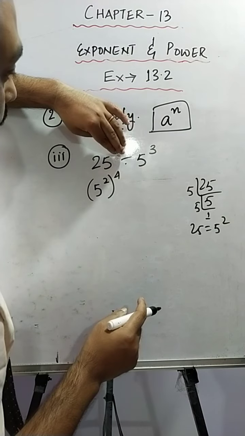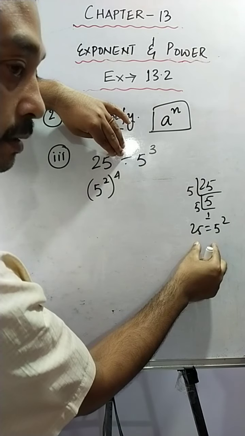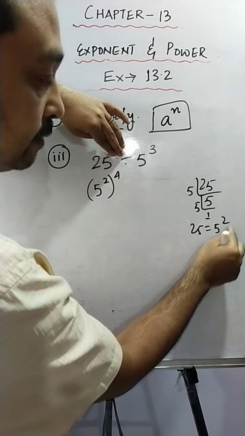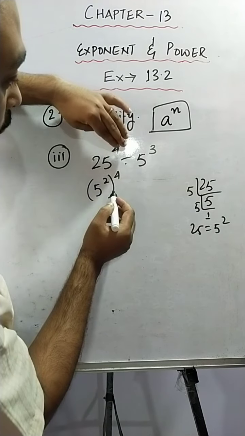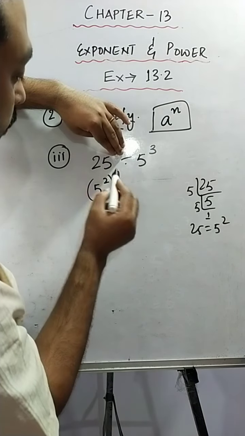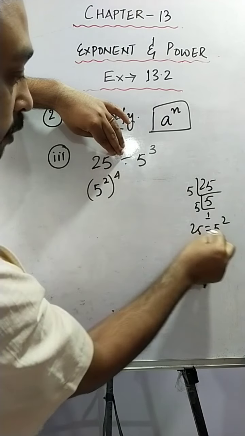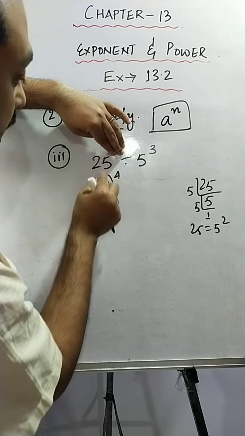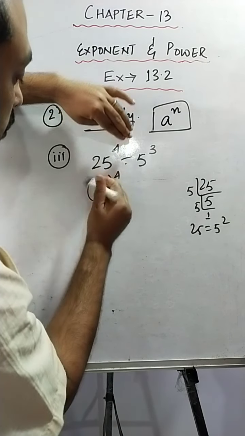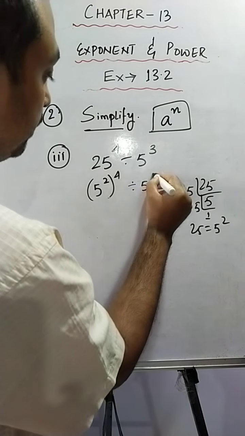I'm repeating again. What is the exponential form of 25? 25 can be written as 5 square. Now we'll hide this power. The 25 is already carrying the exponential value, that is 4. We'll believe that only 25 is written here. So in place of 25 we'll write 5 square. As 25 is carrying 4 also, we'll give the bracket and write 4 like this, divided by 5 cube.